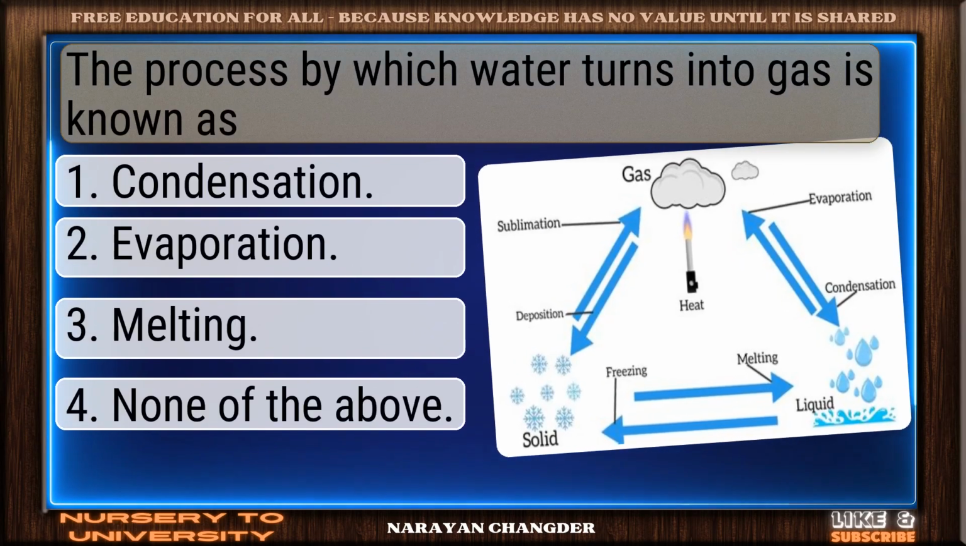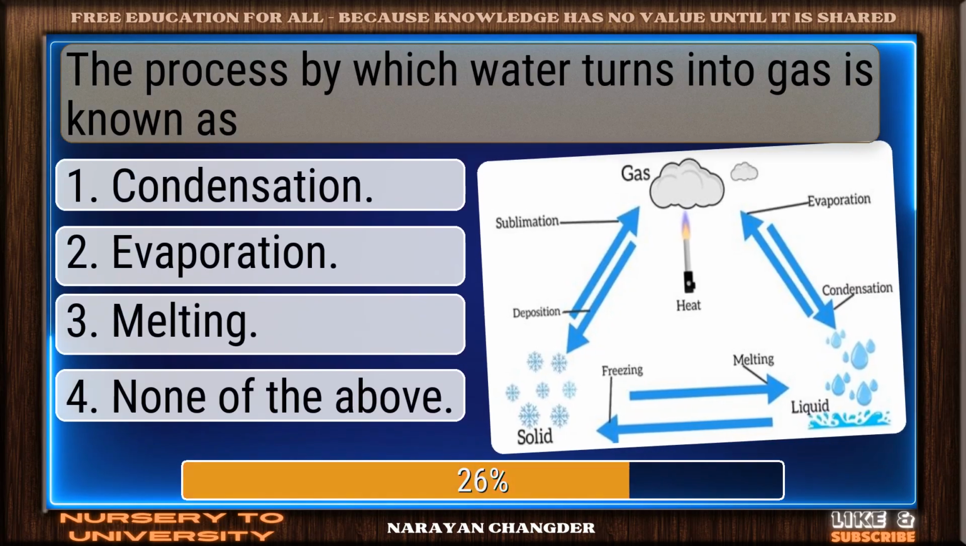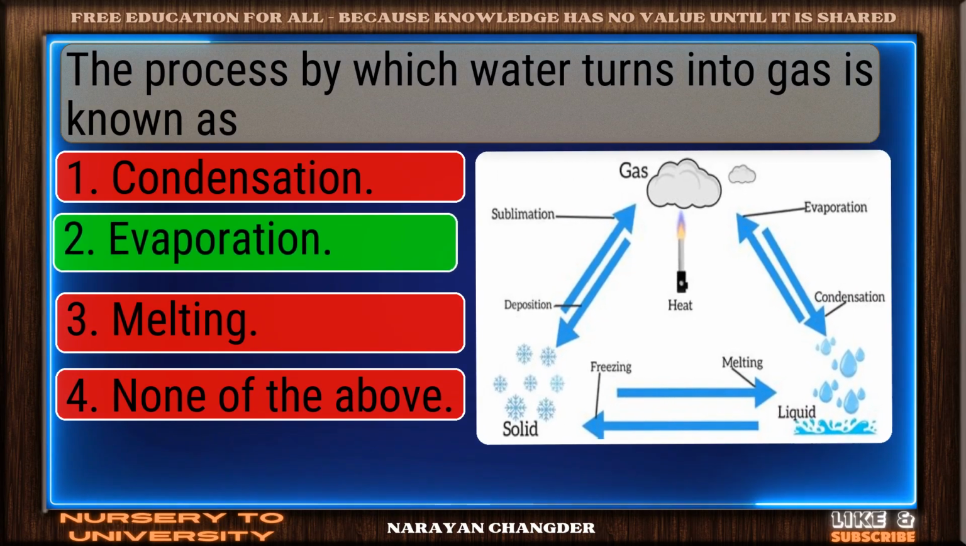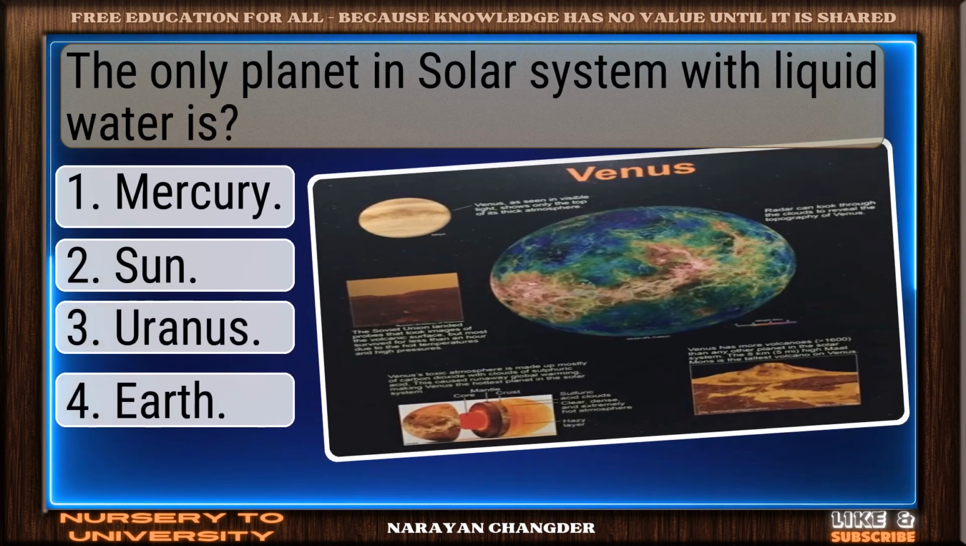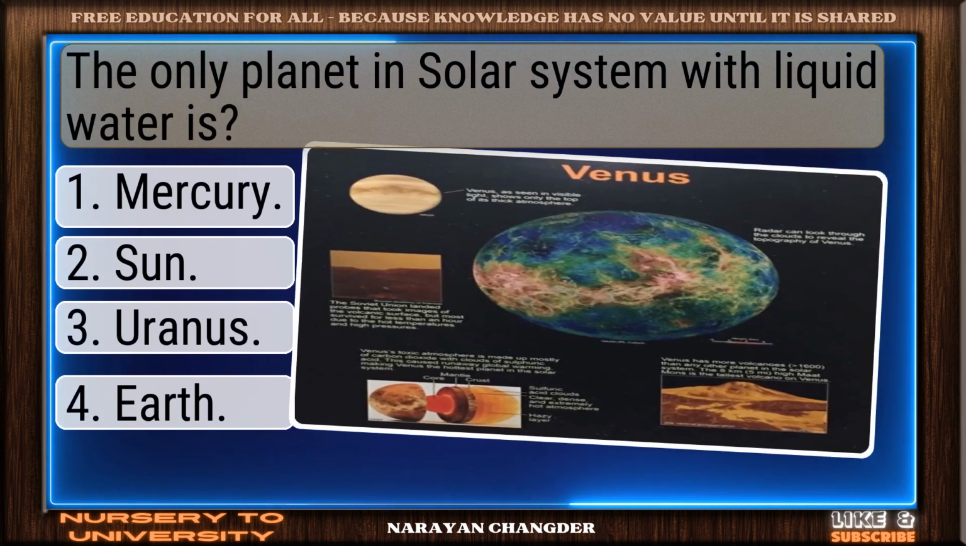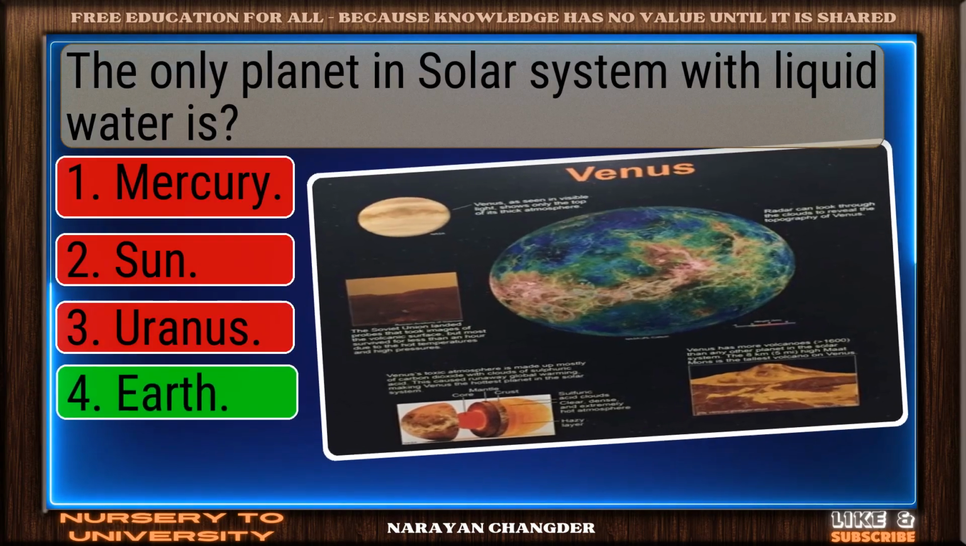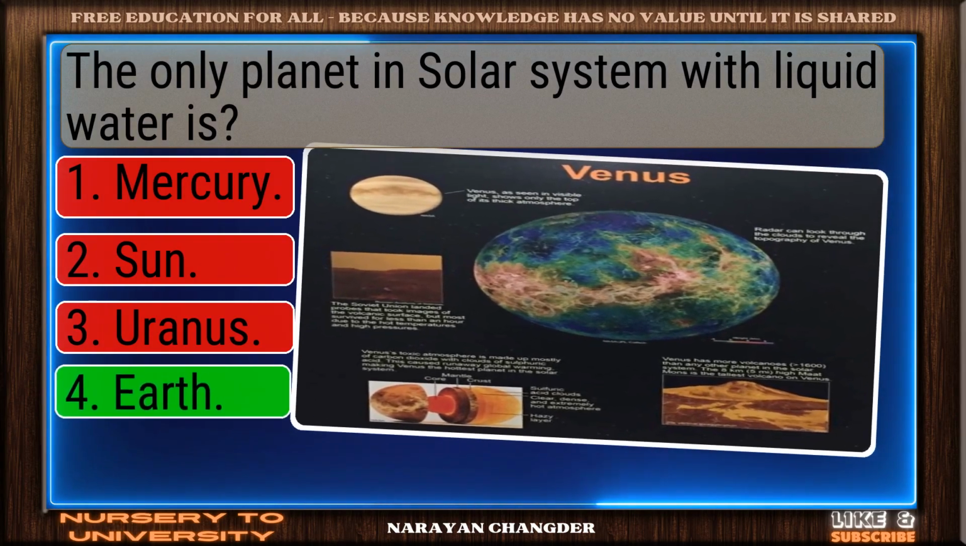The process by which water turns into gas is known as. On track. Evaporation is the correct answer. The only planet in solar system with liquid water is. Strong choice. Earth is the right answer.